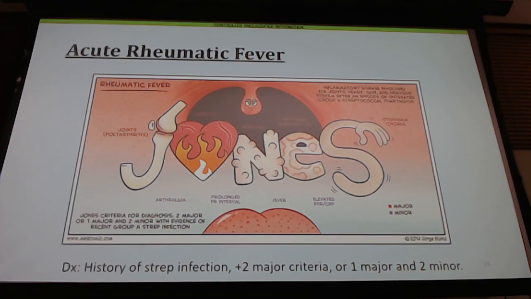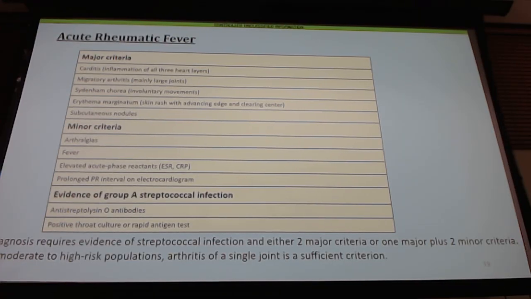The criteria for it is, first and foremost, they have to have a history of strep infection, so group A strep infection. And we're going to talk about how you can prove that. If they didn't go and see a provider for their strep throat 2 to 3 weeks ago, how can we diagnose them today that they had a strep throat infection recently? And once you've determined that they have in fact had a strep throat infection recently, then they can have either 2 major criteria to meet the definition of being Jones positive, or they have 1 major and 2 minors.